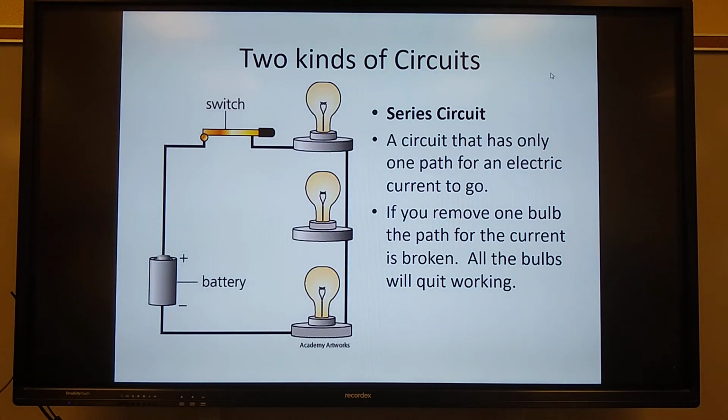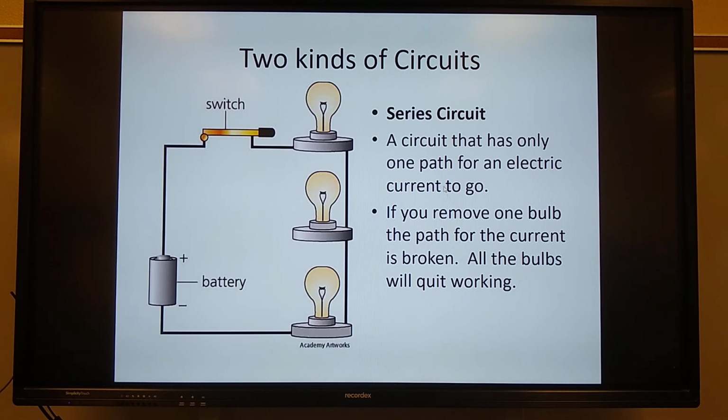Two kinds of circuits. Now we're going to talk more about conductors later, so that's why there wasn't much information on that. Two kinds of circuits. You have a series circuit. That is a circuit that has only one path for an electric current to go. If you remove one bulb, the path of the current is broken. All the bulbs will quit working.